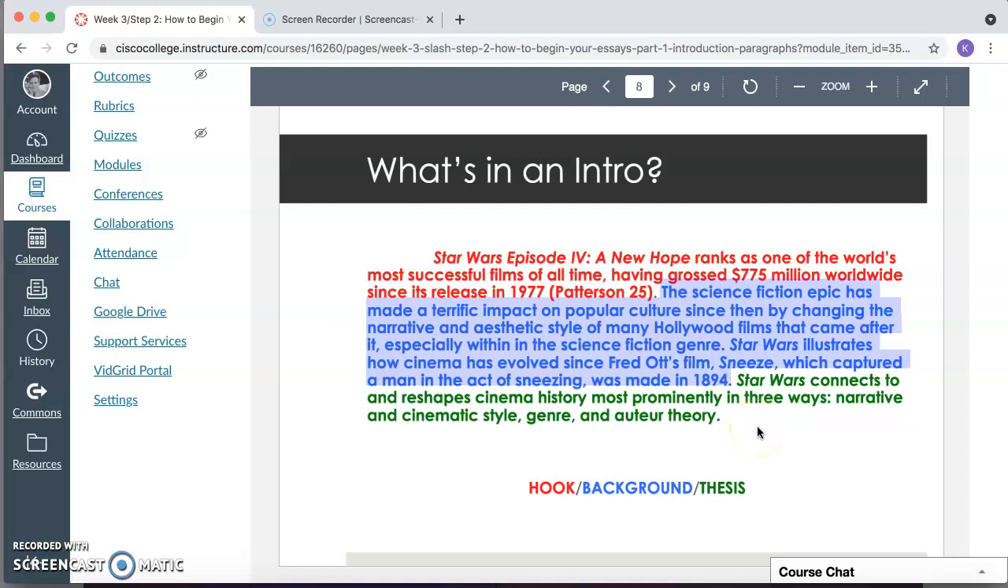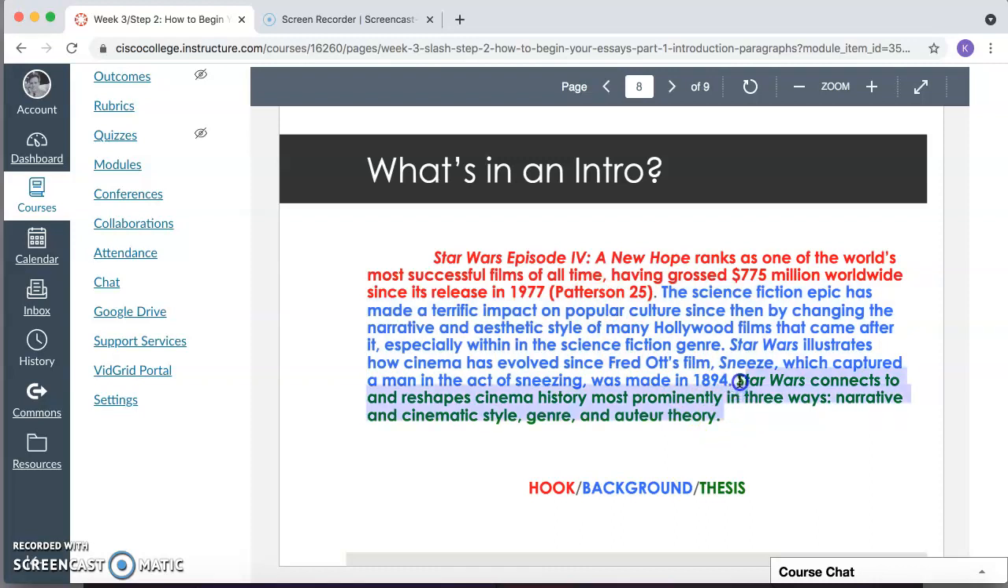You can read that on your own, I won't read that to you, but they're taking a historical approach here. They're laying out some film history, going all the way back to the first film, Sneeze, made in 1894. So this is all relevant information and background information on what this essay will be about.